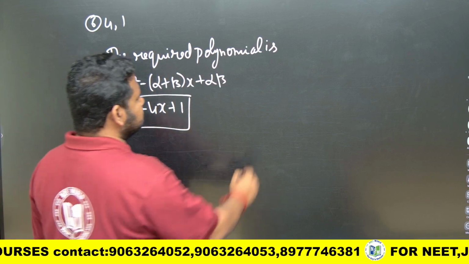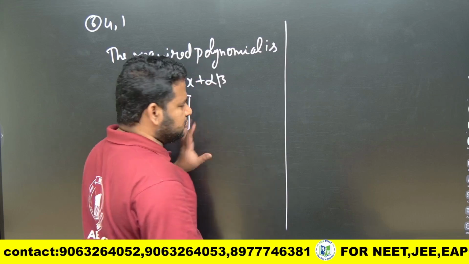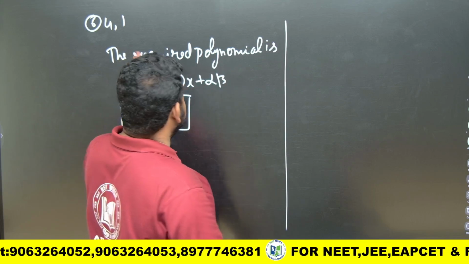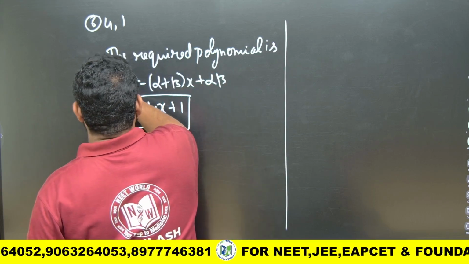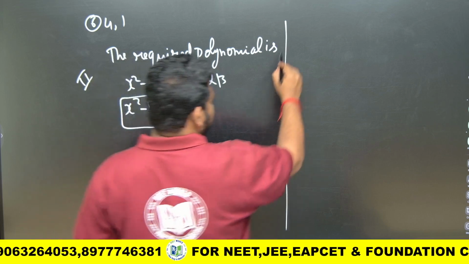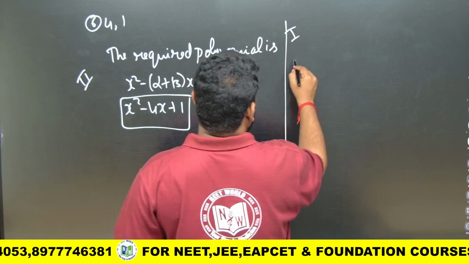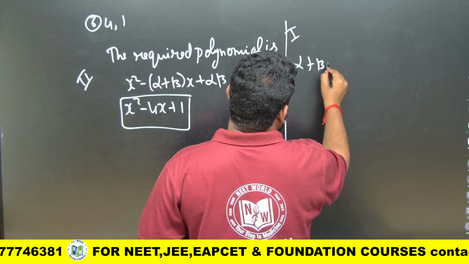Or if you want to use the conventional normal method, that also you can use. This method is also fine. Let us solve this question by two methods. First, the method which we used for the first question, let us solve here also. Alpha plus beta is 4.